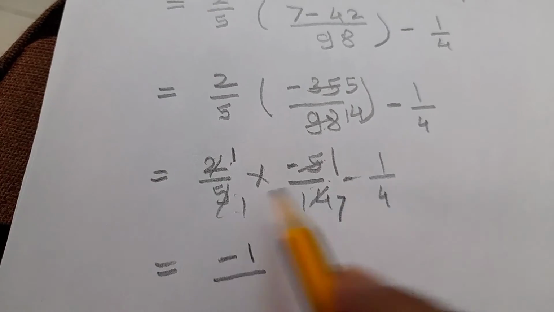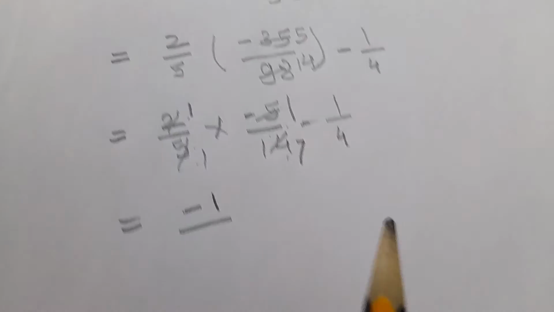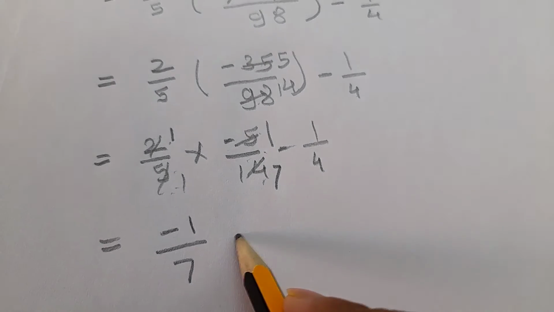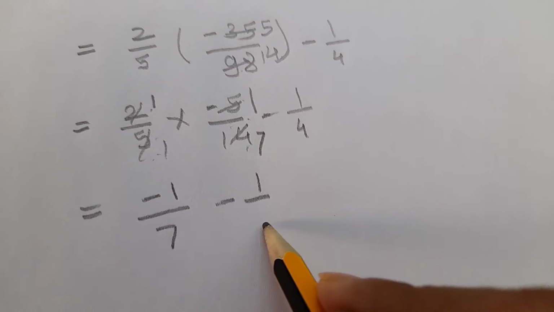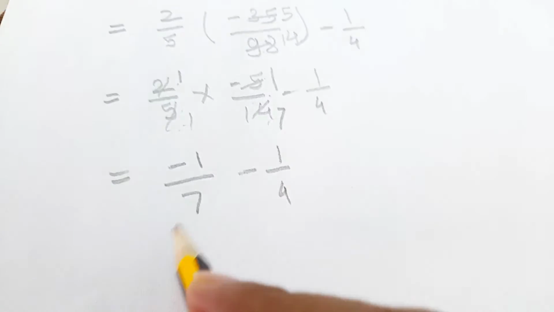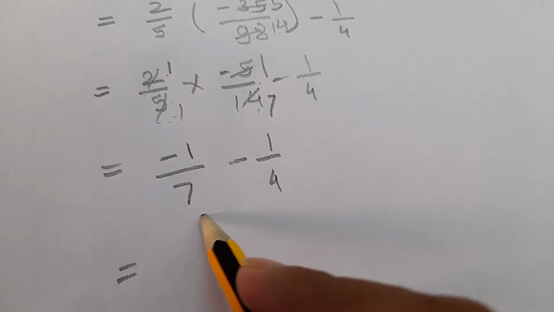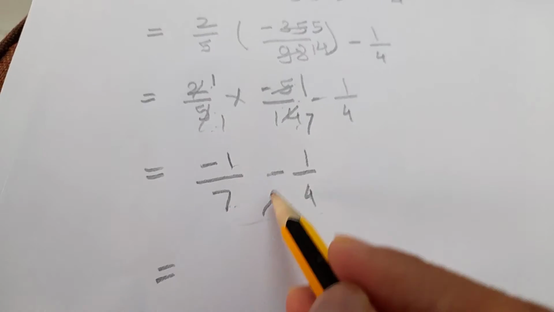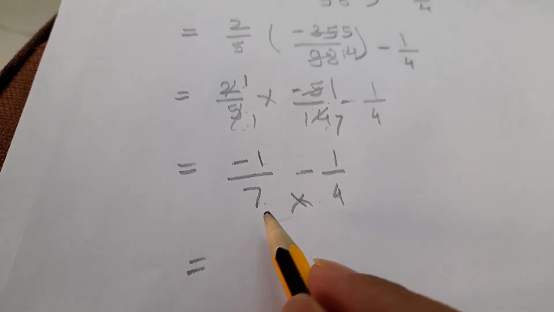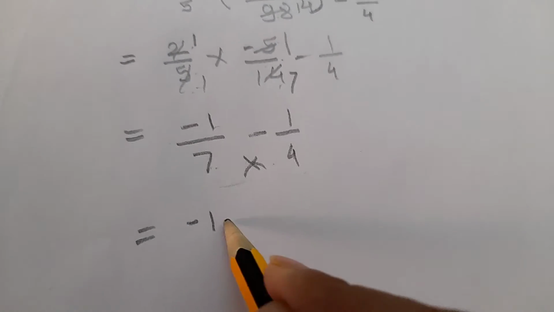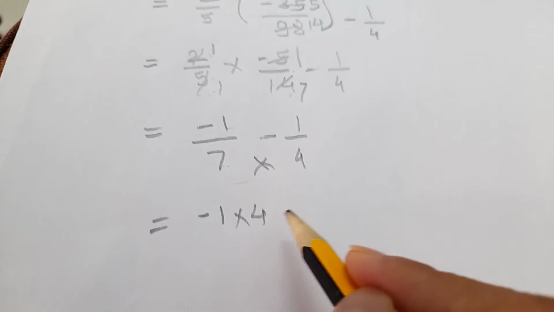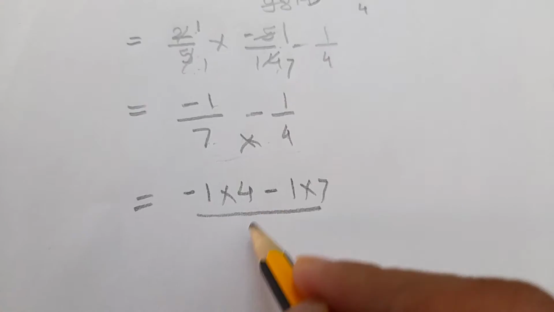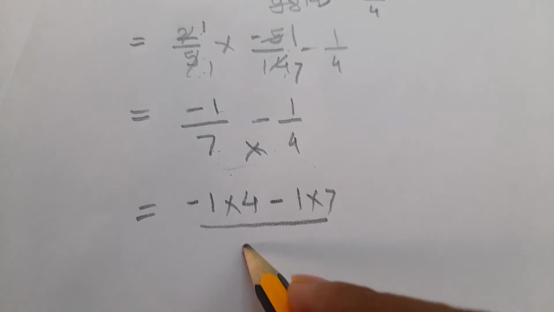1 into minus 1 is minus 1. 1 into 7 is 7. Minus 1 upon 4. We need to take the LCM here. Let us take cross multiplication. Minus 1 into 4, minus 1 into 7, upon 7 into 4 is 28.